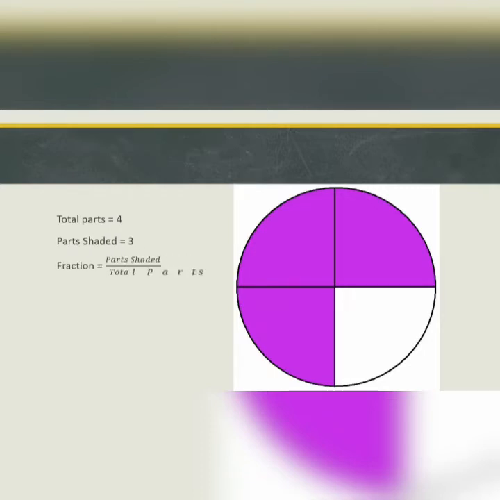So what would be the fraction? The fraction would be the shaded parts upon total parts. So we will write it as 3 upon 4, where the 3 is the numerator and the 4 is the denominator.